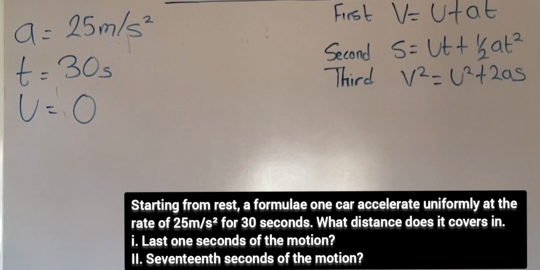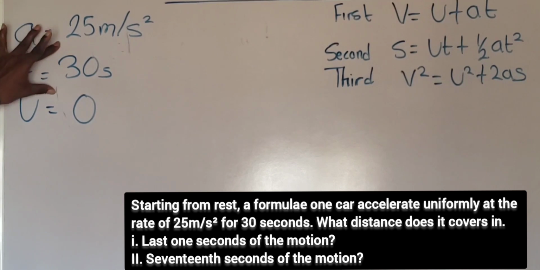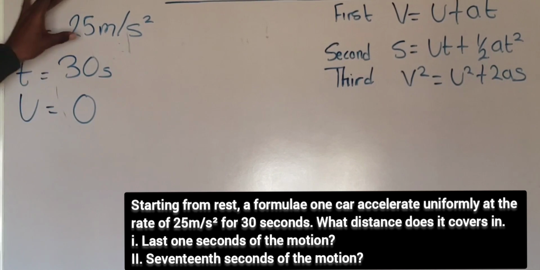You see, it is important to know how to interpret physics questions, okay? Then how to think critically. You can see that we are told to calculate the distance in the last 1 second of the motion. What does that mean? The last 1 second of the motion. Look, the total time taken is what? 30 seconds. Are you paying attention? It accelerates from rest at 25 meters per second squared for 30 seconds. Now, we are told to calculate the distance that it covered in the last 1 second.